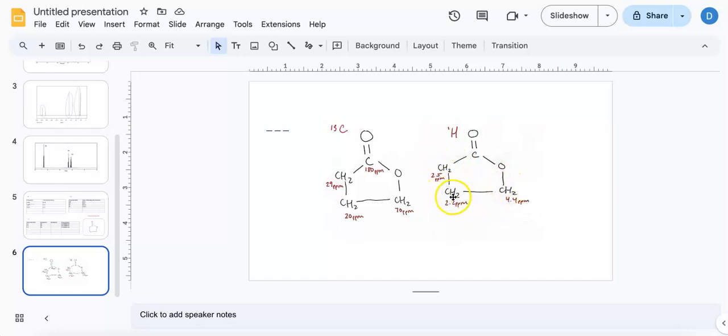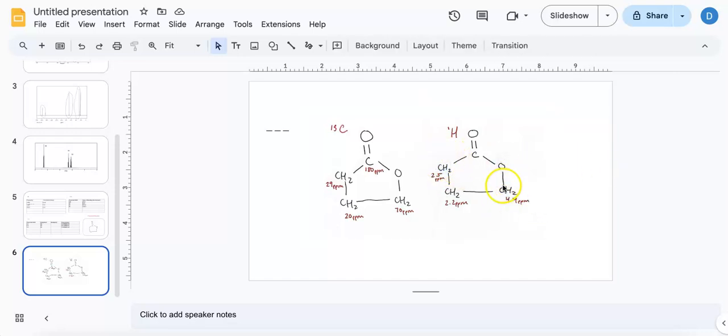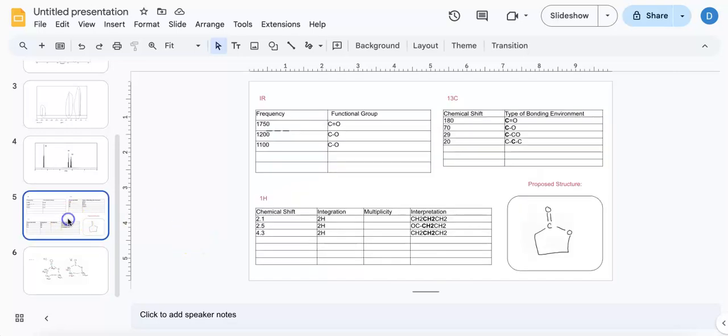And when we go to this middle one, we can see that it's in between 2. This one here has 2 hydrogen, and this also has 2, so that's 4. 4 plus 1 equals 5. So this one in the middle is going to be a pentet. So the proposed structure, without all of the peaks we can see here, is going to be an ester, and we can tell based on all of these boxes here.